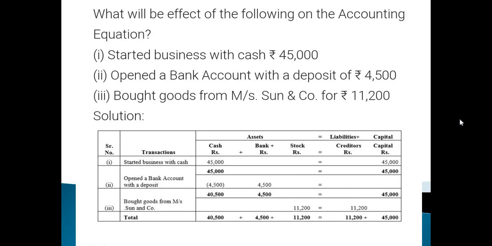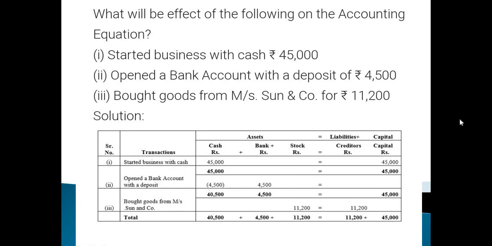Now if you look at the second transaction, it says open a bank account with a deposit of rupees 4,500. Since he has opened a bank account, cash has to be deposited into the bank. So now we can see that out of the 45,000 cash, 4,500 has been deposited into the bank. You can see on the asset side, under the bank, there's an amount of rupees 4,500. Then from the cash, an amount of rupees 4,500 has been deducted from rupees 45,000.